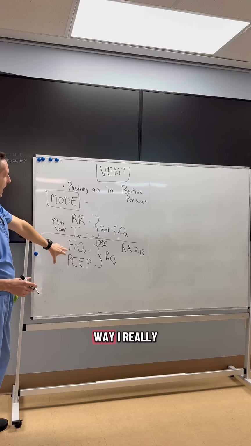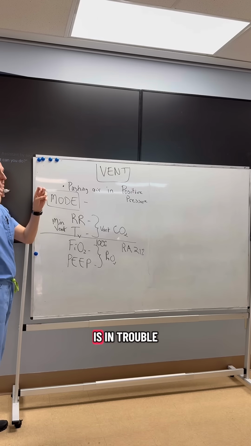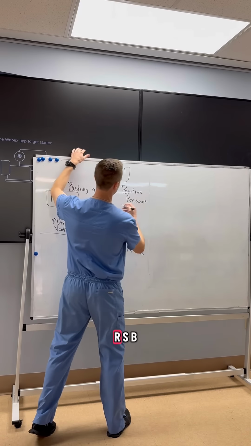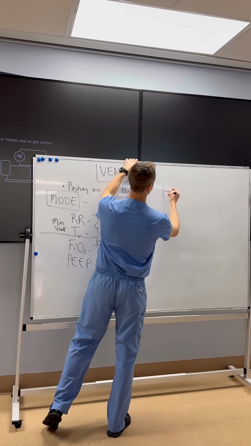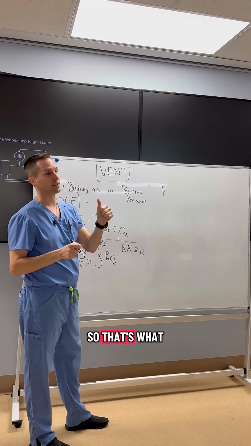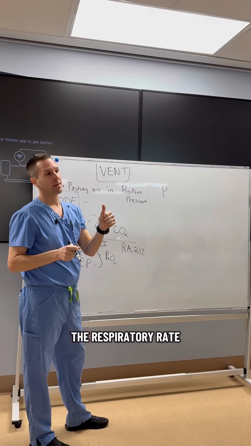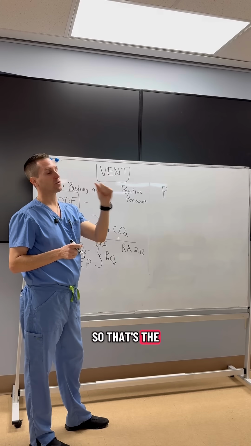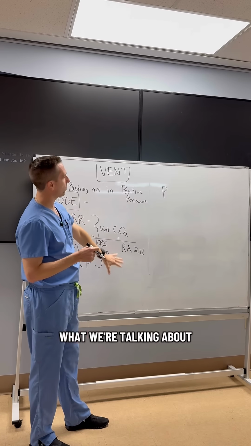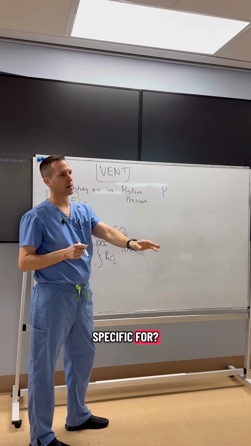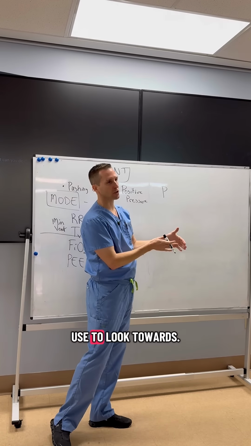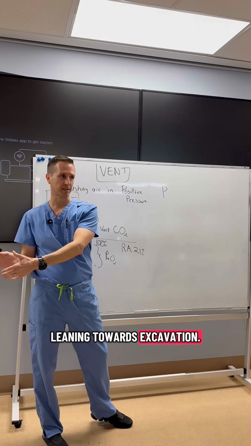And what's the way I really determine if someone is in trouble or not? What formula do I use? RSBI. That's you. So he just said RSBI. That's going to be the respiratory rate over the tidal volume, the rapid shallow breathing index. Is that for what we're talking about, or what's that specific for? Extubation, right? That's a parameter we can use to look towards weaning towards extubation.